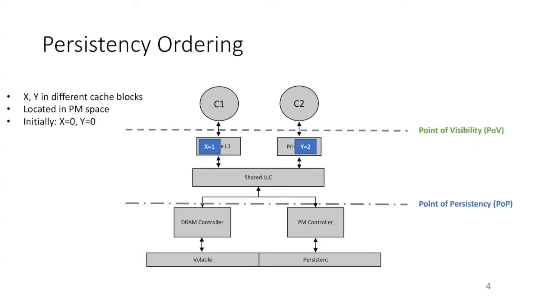Now let us assume here that y equal to 2 got evicted and sent to the NVM first. So it became persistent while x equal 1 is still volatile. Then, if a crash happens at this point of time, we will lose all the content of the caches, including the update to x. Therefore, when we recover from the crash, we will have y equal 2 while x is still 0, which can result in an inconsistent state because the persistency ordering is conflicting with the visibility ordering.